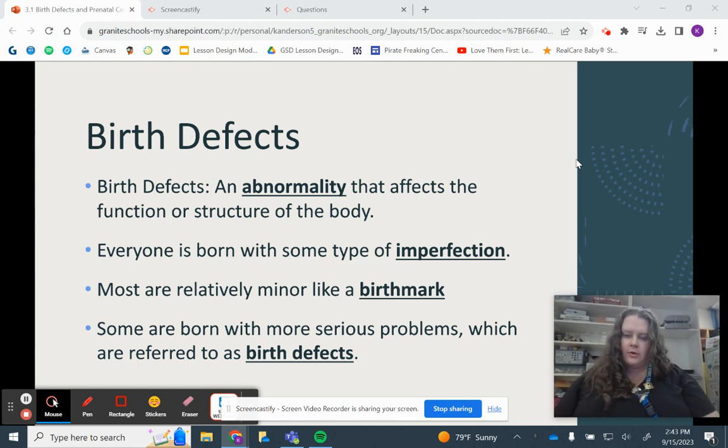All right. Thank you so much for answering those questions in that discussion post on Canvas. We're back here. We're going to talk about birth defects.